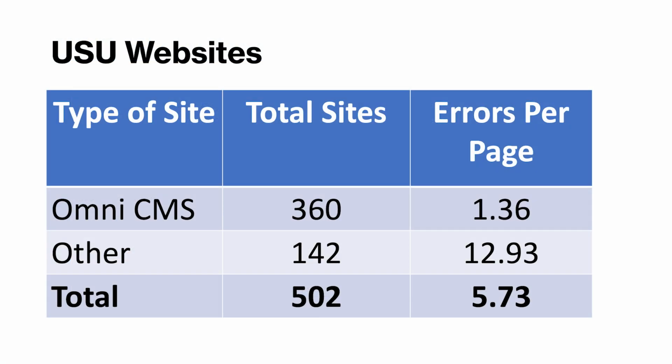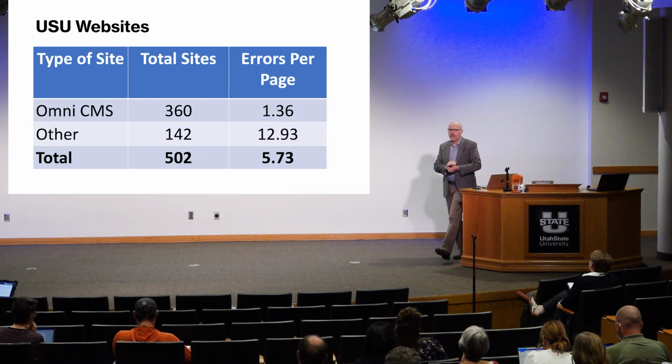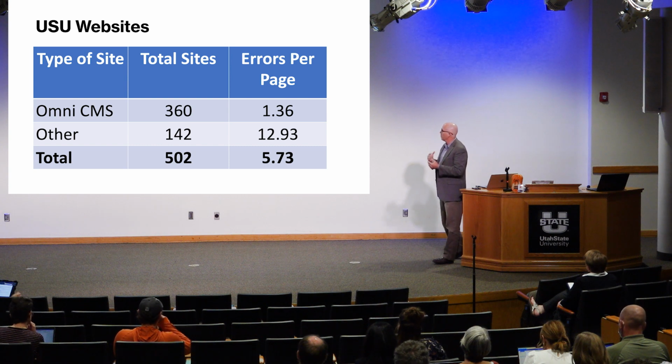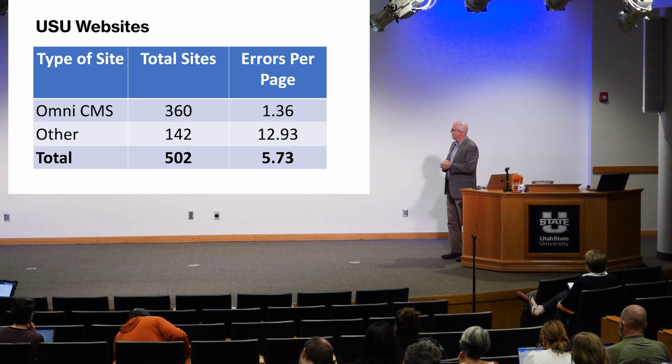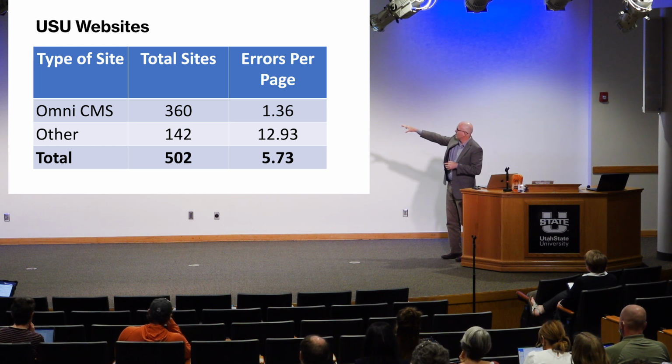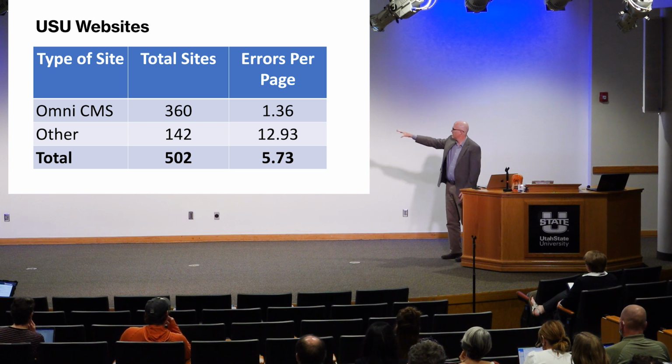As far as I know, there isn't any comprehensive list of all USU websites. Julie's team has a list of all the Omni sites. Ben has a list of a bunch of the sites that he manages. Then there's a bunch of other sites that are just out there, right? I don't know that our list is complete yet, but we have identified just over 500 sites at Utah State. 360 of those are using Omni. I think that's something to be applauded.